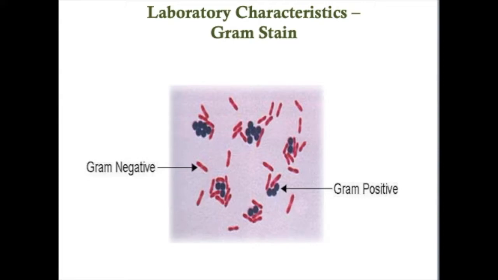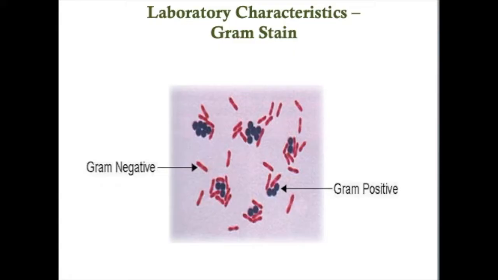A decolorizer, such as alcohol or acetone, is added to the sample, which dehydrates the peptidoglycan layer, shrinking and tightening it. The large crystal violet iodine complex is not able to penetrate this tightened peptidoglycan layer and is thus trapped in the cell in gram-positive bacteria.